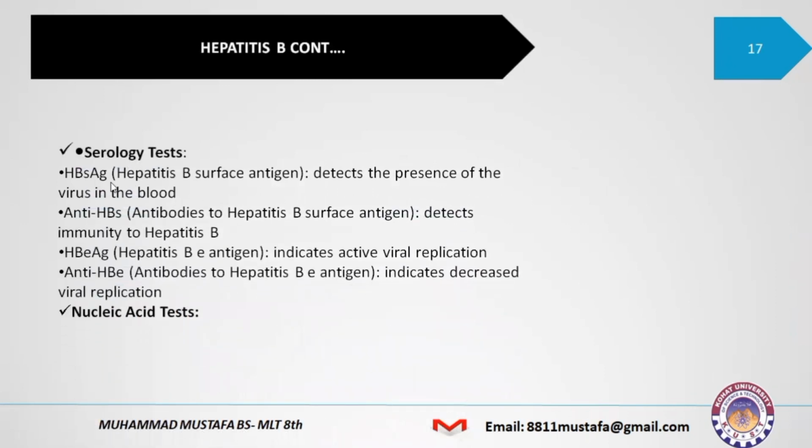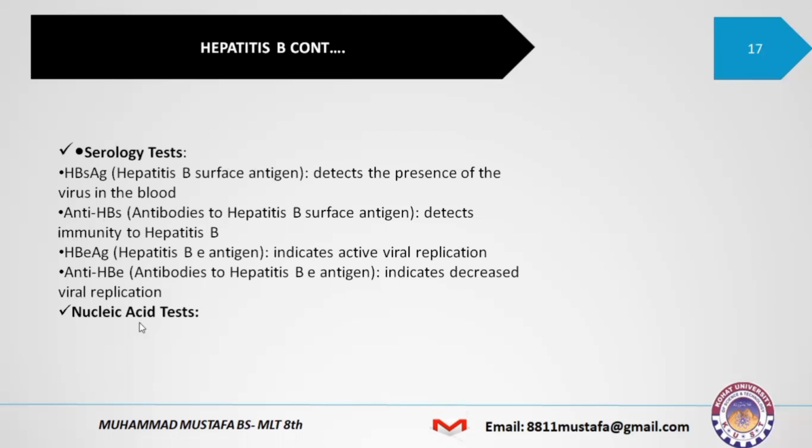On the serology test, HBsAg, hepatitis B surface antigen, detects the presence of the virus in blood. Anti-HBs, antibodies to hepatitis B surface antigen, detect immunity to hepatitis B. HBeAg, hepatitis B e antigen, indicates active viral infection. Antibodies to hepatitis B e antigen indicate a decrease in the viral replication.